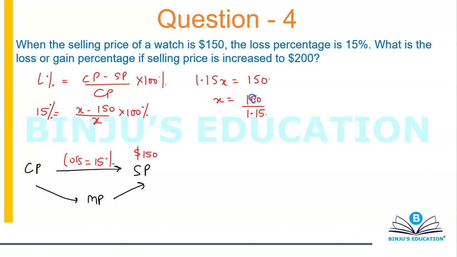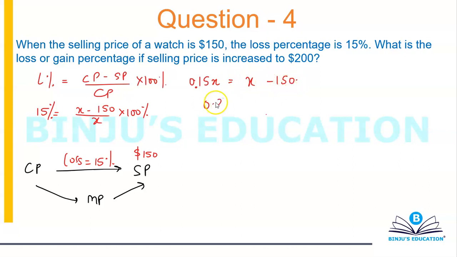I hope I have not committed any mistake. It seems to me that I have. Let me just go back and check my calculation once. So this will become 0.15x is equal to X minus 150. Okay, I have committed a mistake.